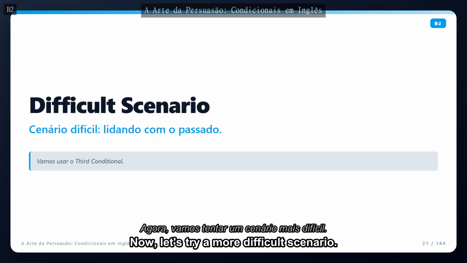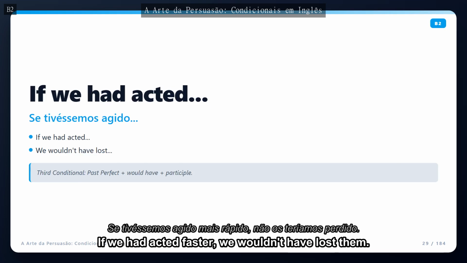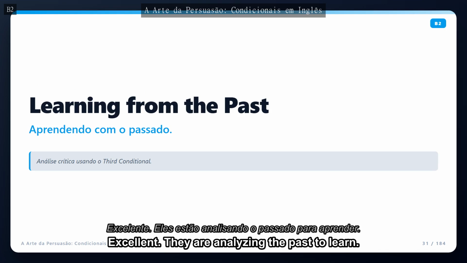Now, let's try a more difficult scenario. We lost the client because we didn't act fast. If we had acted faster, we wouldn't have lost them. If the team had been prepared, the result would have been different. Excellent. They are analyzing the past to learn.